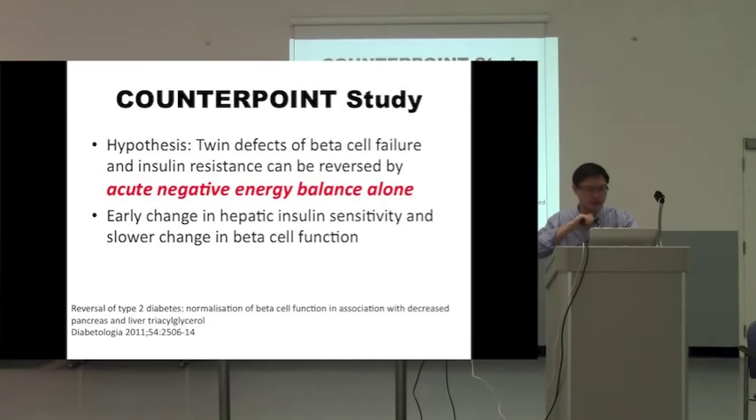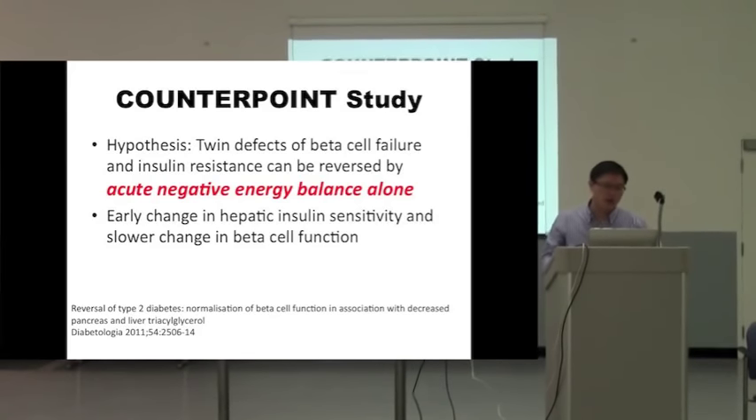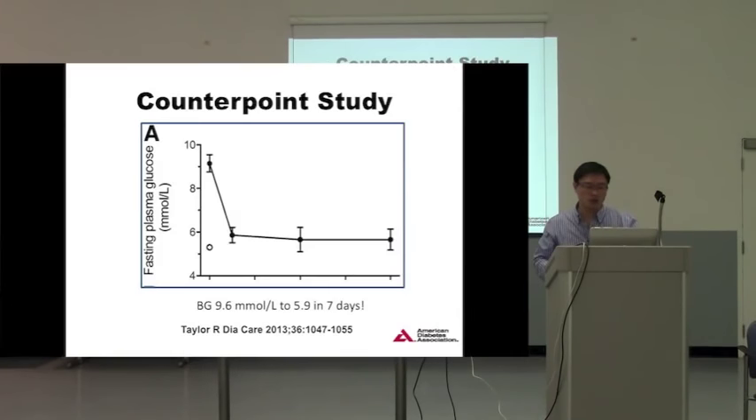The Counterpoint study was another study done in the UK by Dr. Taylor, where he looked at the twin defects. So those two defects we're talking about, which is the insulin resistance and the beta cell failure. And his hypothesis is that we get rid of that with acute negative energy balance alone. That is, just the severe restriction of calories causes a reversal of both defects. And what he showed was that if you put people on a very, very low-calorie diet, their diabetes reverses.